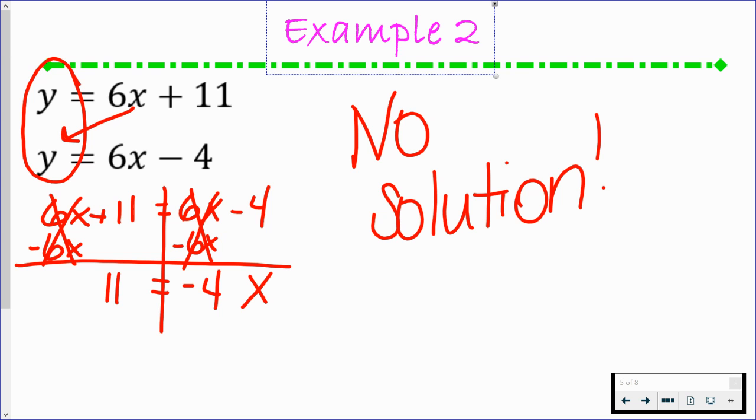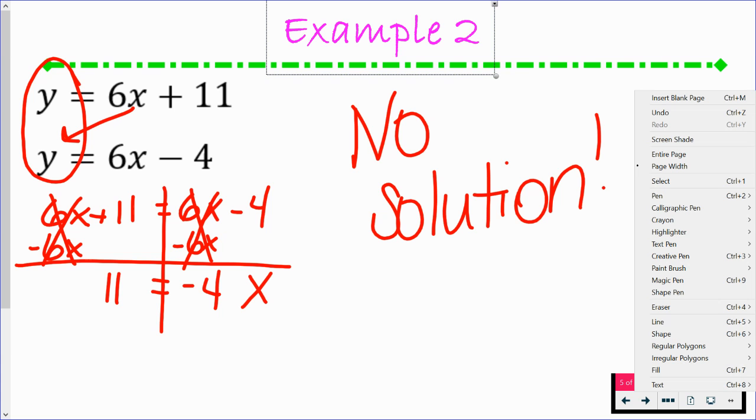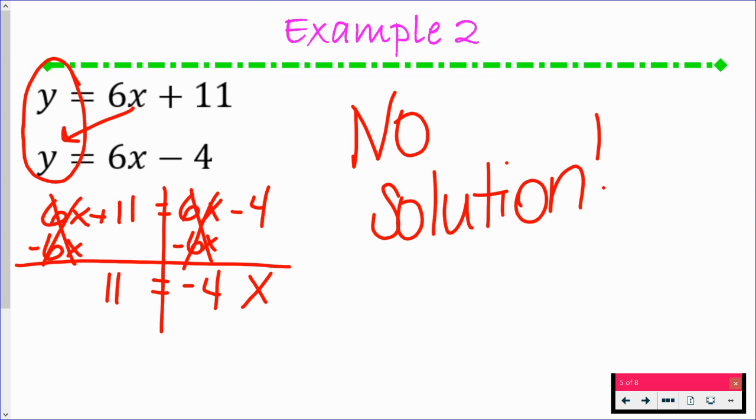Which again, if you observe your equations that are given here, you'll notice that they have the same slope, but different y-intercepts, which I talked to you guys about last week in graphing. I always said if they're the same slope but different y-intercepts, then it's going to be a no solution.